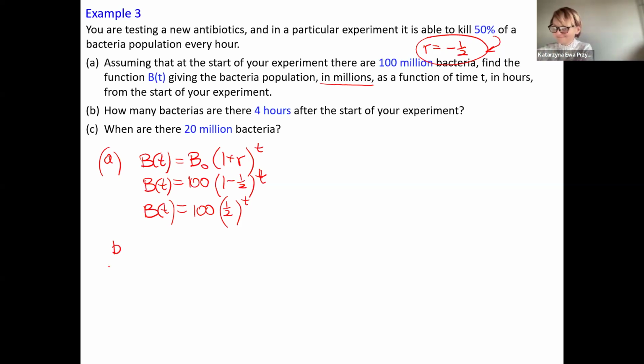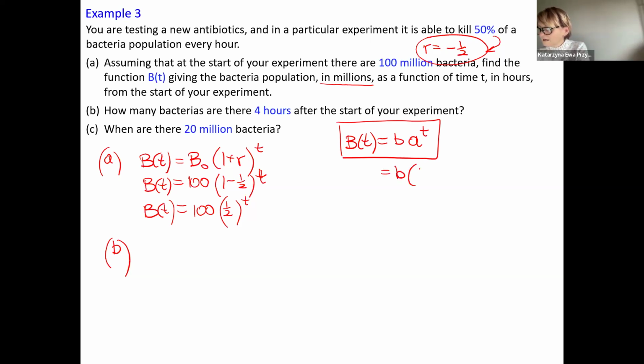Okay. But maybe I can write it down. Let's say b times a to the power of t. But a is 1 plus the rate. This is the function. And the rate was negative, which means it is decreasing, it is decay.